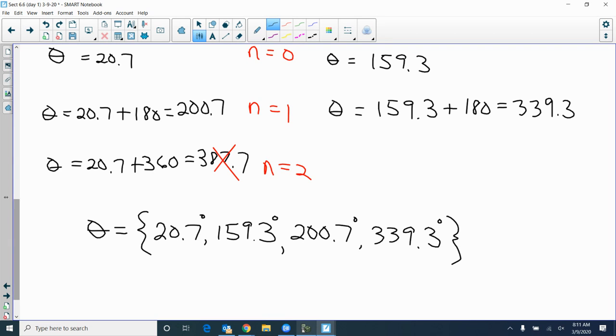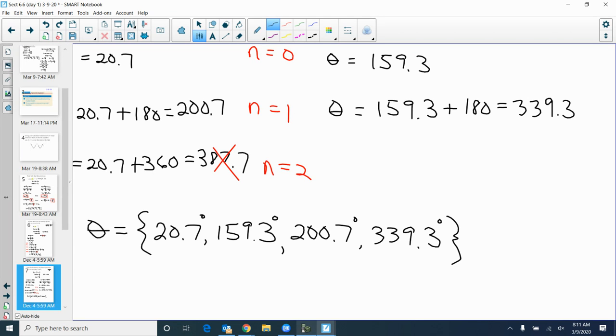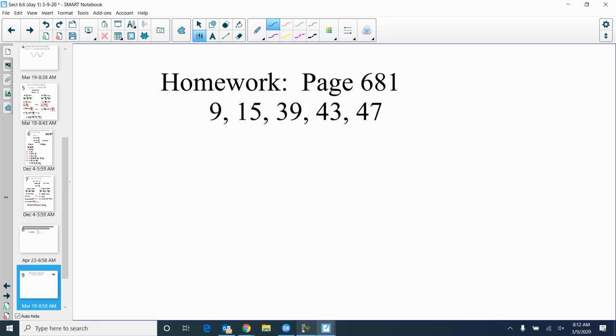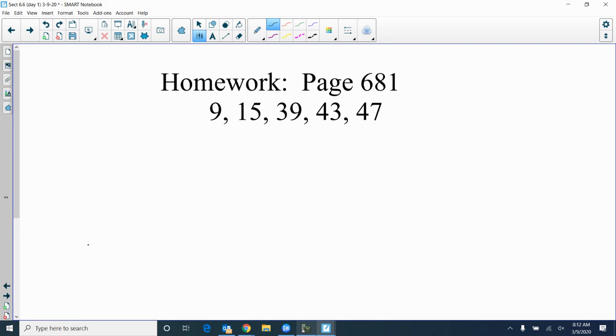This is the first time we've done one where you have a constant in front of that x that changes the number of answers we have to test by using n equals 0, n equals 1, n equals 2. Okay, page 681.